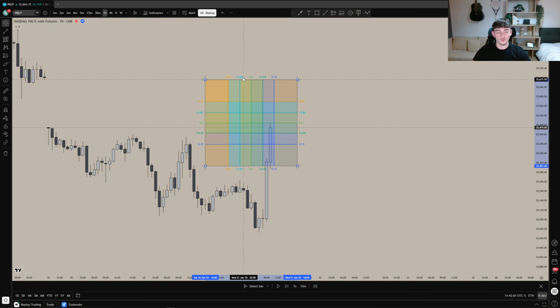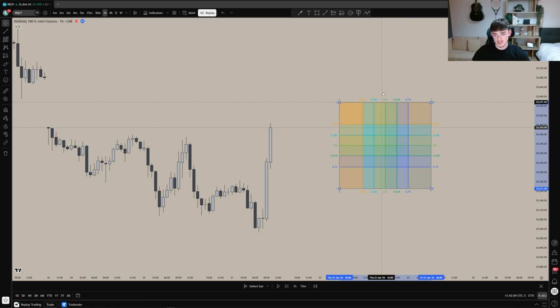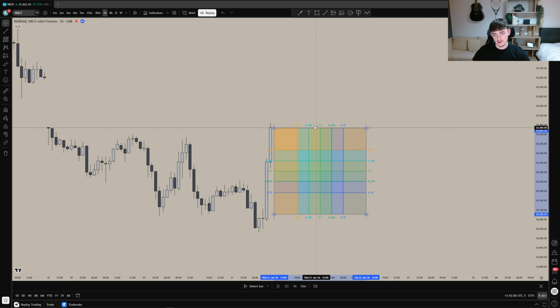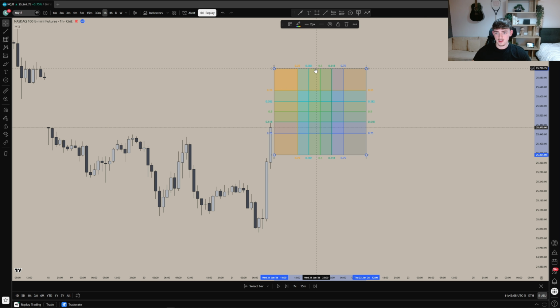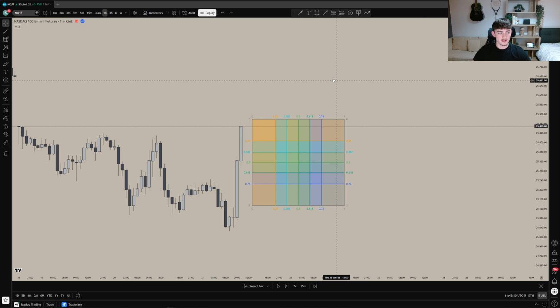Like you might think, what the hell am I looking at? This looks like some Einstein equation type stuff. So let's make this look a little bit better.